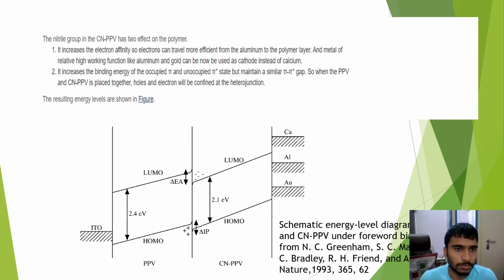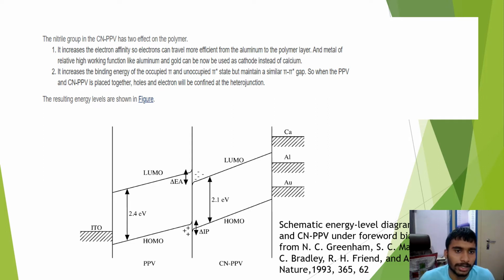The nitrile group in the CN-PPV has two effects on the polymer. It increases the electron affinity, so electrons can travel more efficiently from the aluminum to the polymer layer, and metals of relatively high working function like aluminum and gold can now be used as the cathode instead of calcium.